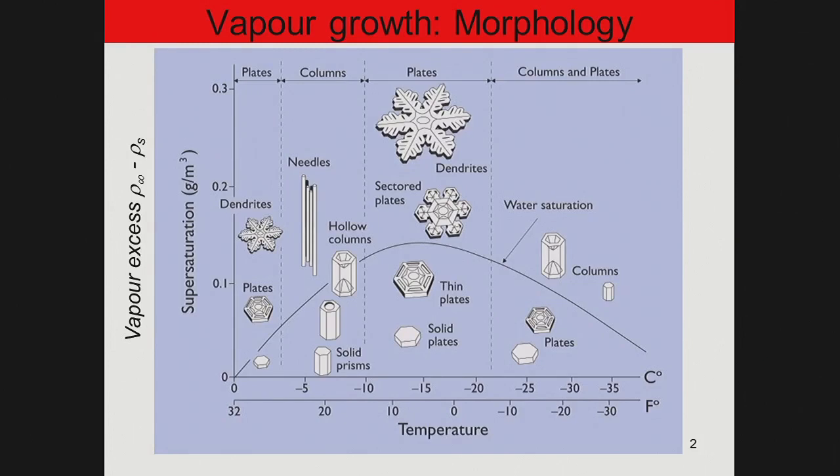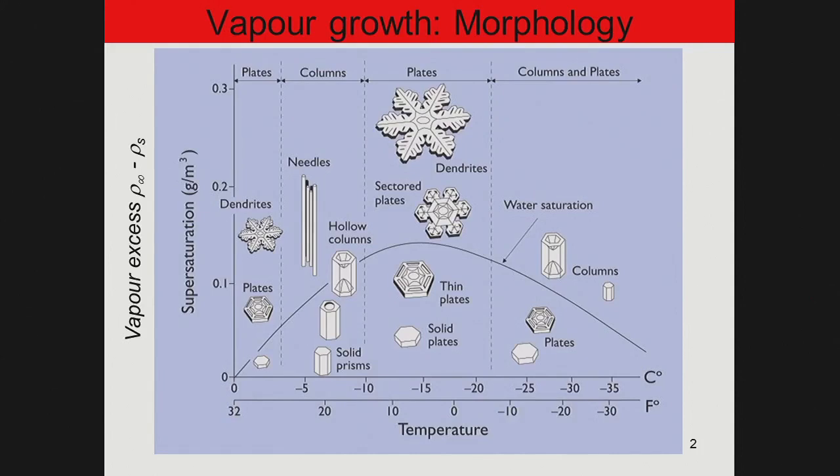Goes back to plates, this gets quite confusing. Goes back to plates again, and then at higher supersaturations we get columns. At the higher supersaturations again, at -15, the crystals become more open, start to develop these branches, and even secondary branches. So we call these dendrites. And that can happen at the higher temperatures too. And at -5, at high supersaturations, we can get these needles, so really elongated columns.